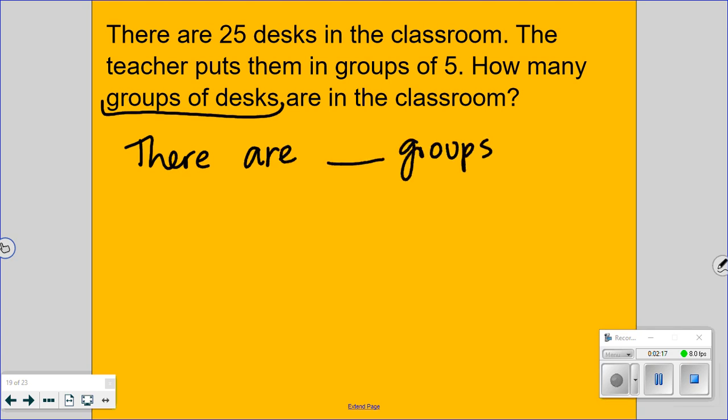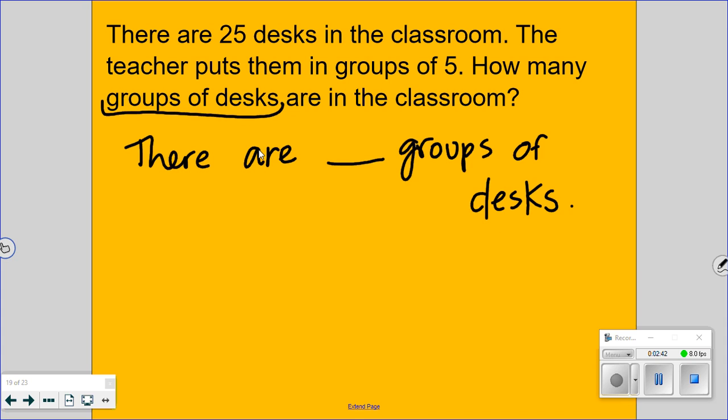Groups of desks. No title. There are blank groups of desks. Counting groups of desks. We've done step number 1, we read the problem. We've done step number 2, we've figured out what we're counting. What is step number 3?